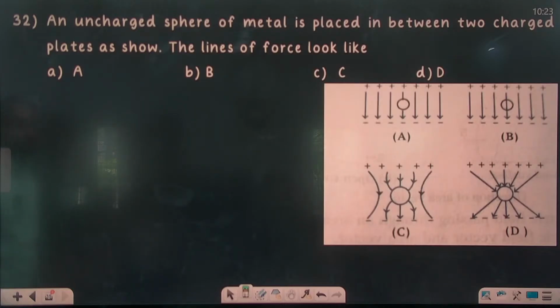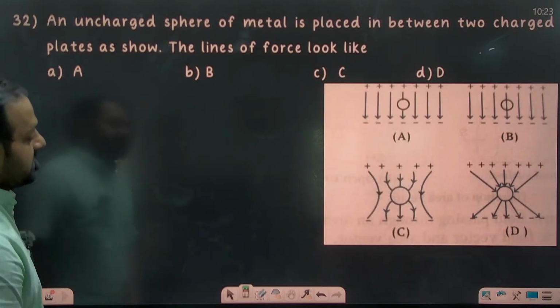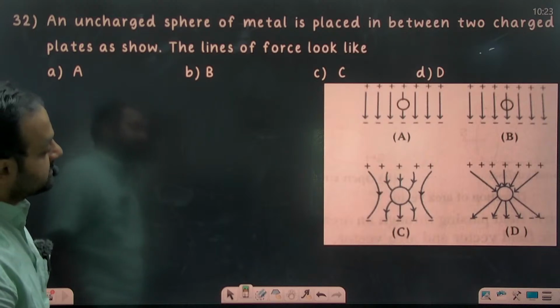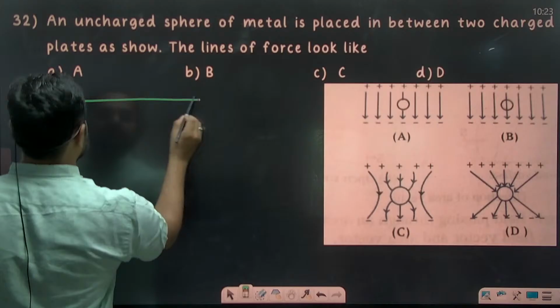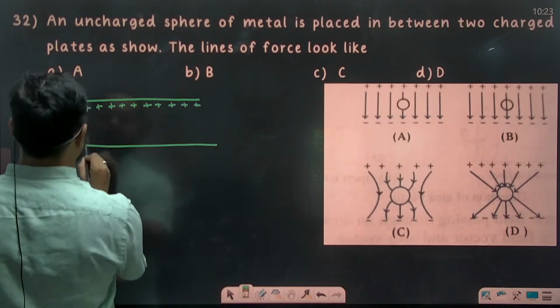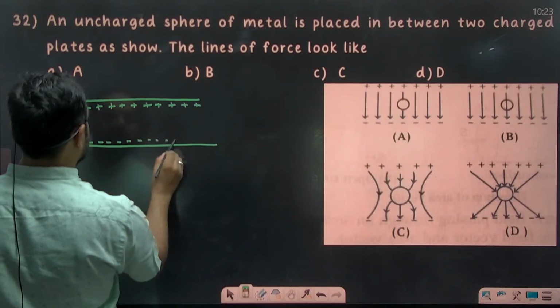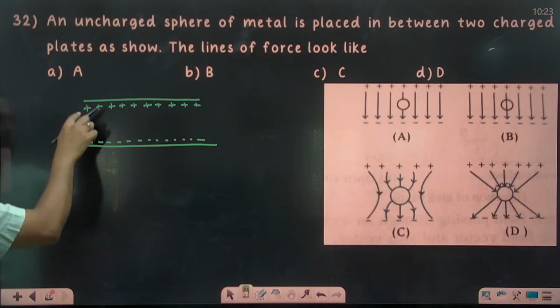An uncharged sphere made of metal is placed in between two charged plates. The lines of force look like this: you have one positive and you have a negative, right? I've shown how you draw electric field lines when you have a positive plate and a negative plate. It will be from positive to negative, a straight line.